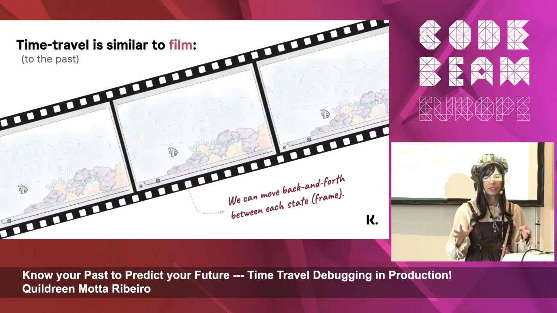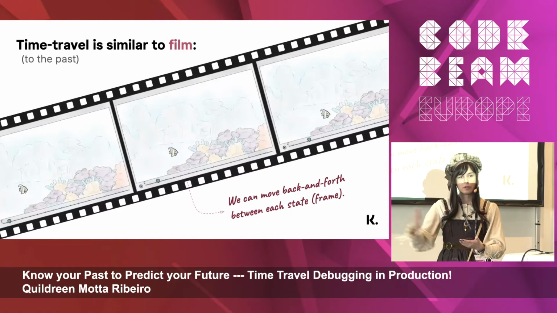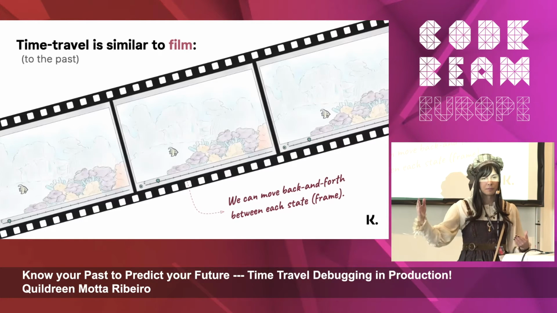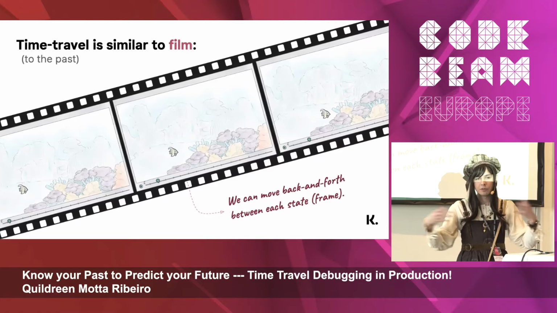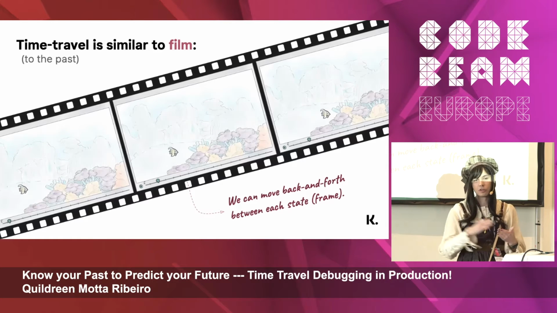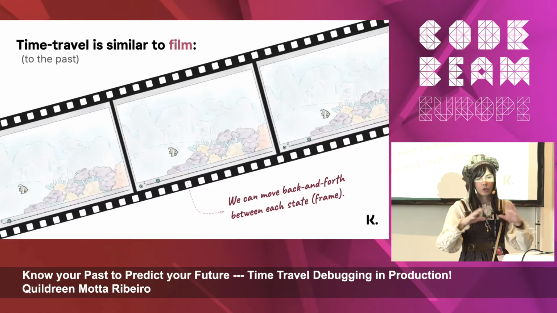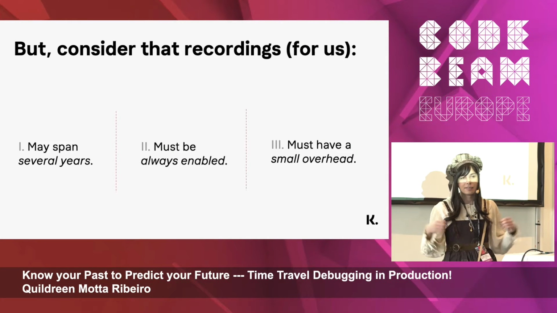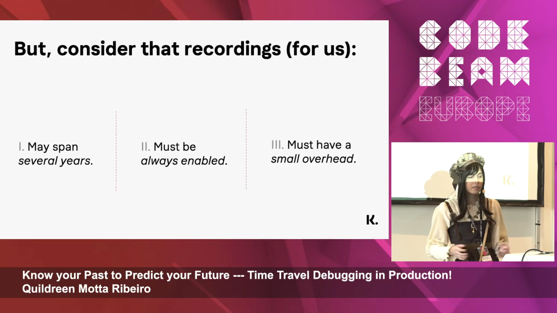It's kind of similar to film. So if you record what your program is doing over a period of time, then you can replay that program as many times as you want. Just like you can replay a movie as many times as you want, you always get the same movie back. And you can play it backwards or forwards, it doesn't matter. It's recorded. So the technology that we are looking at is this, and it's not a new technology. It's been around for quite a while.